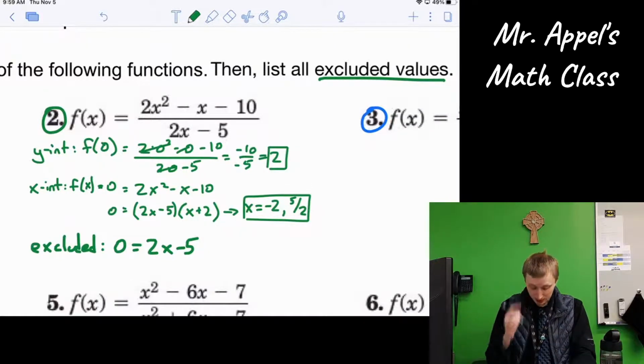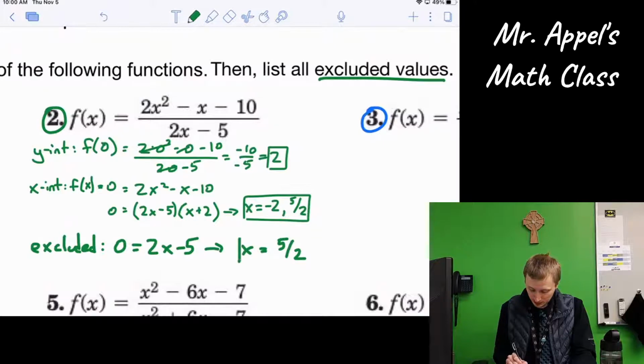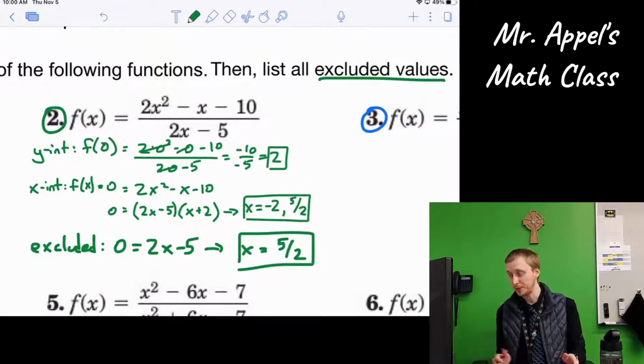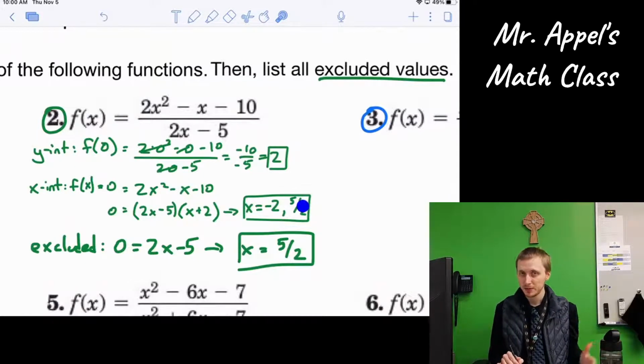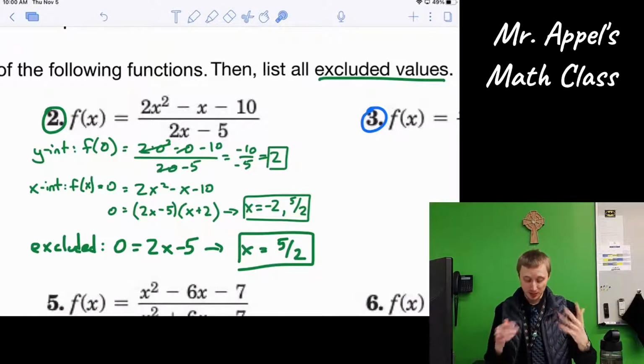So in this case, 2x minus 5, where have I seen that before? So we just solve for x again. We get x equal to 5 halves, so there's my excluded value. Notice that my excluded value is one of the values I found for the 0. That's okay. In fact, that means something very specific about what's happening in this graph.